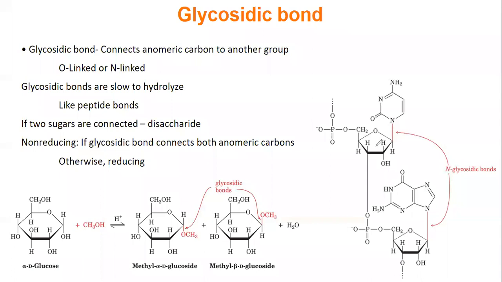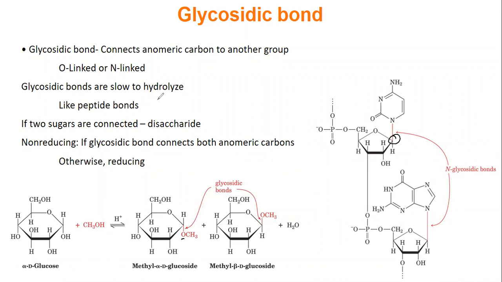Here, we're looking at nucleotides. This is the anomeric carbon. It's connected to a nitrogen, so that is called N-linked. Here, we have our anomeric carbon connected to an oxygen and CH3. So this is O-linked, right? It basically depends on what atom it's connected to.